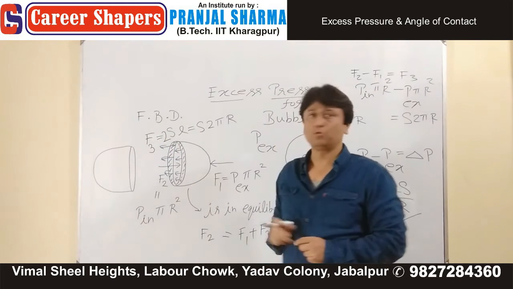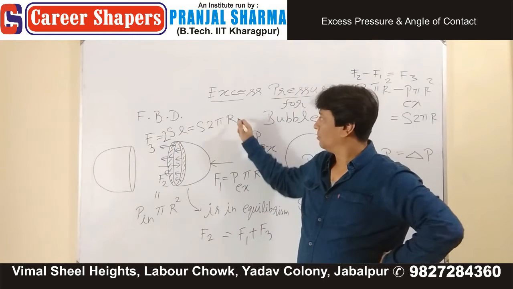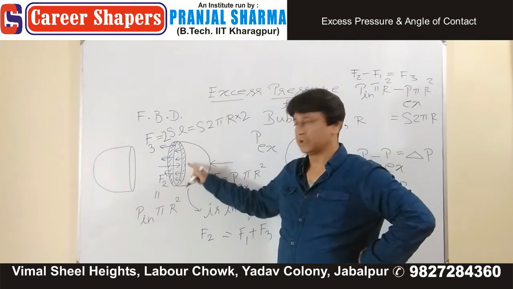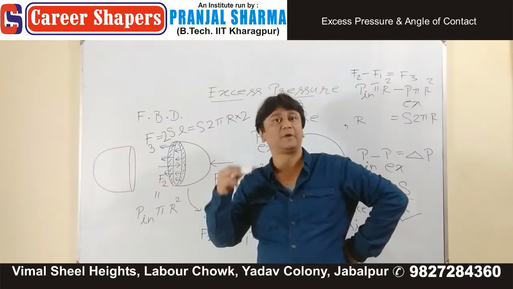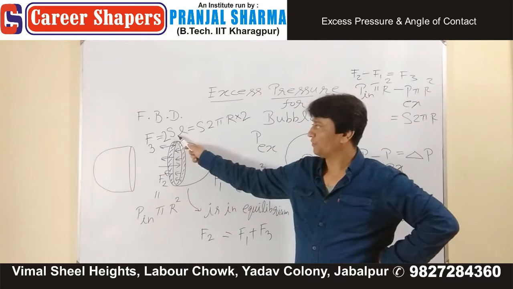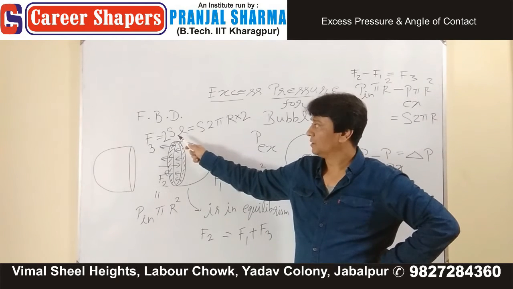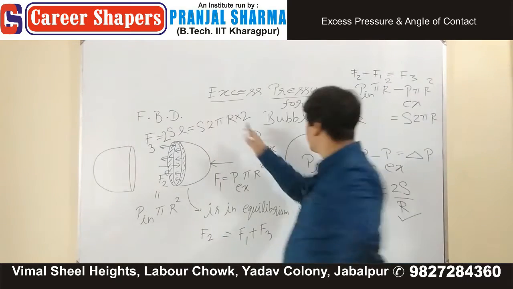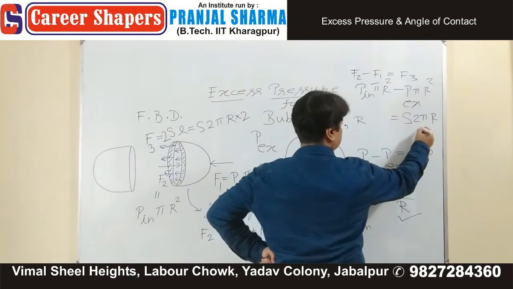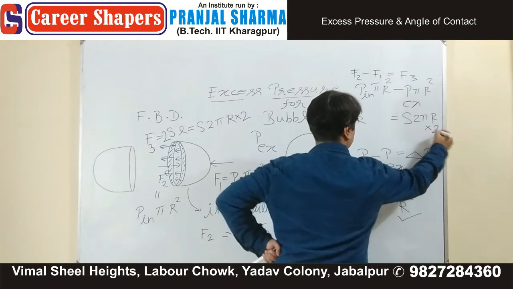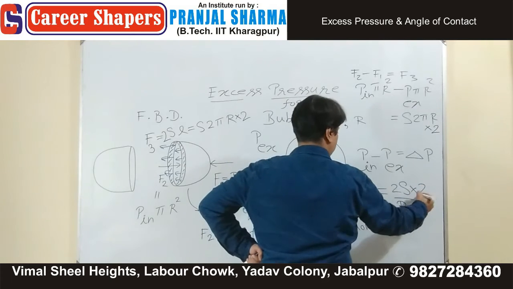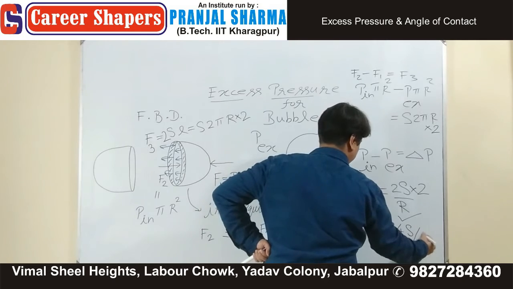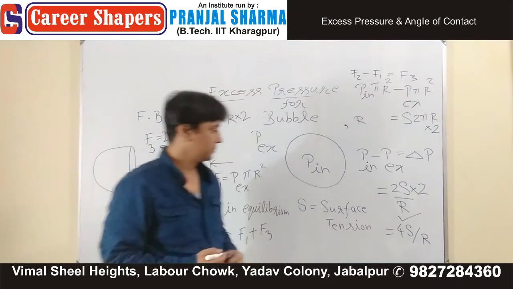You will write 2SL. Multiply the whole thing with 2. There are two surfaces. Both surfaces are being pulled by a force of SL and SL, together 2SL. So this is 2. Multiply this thing with 2, and you get 4S divided by R.